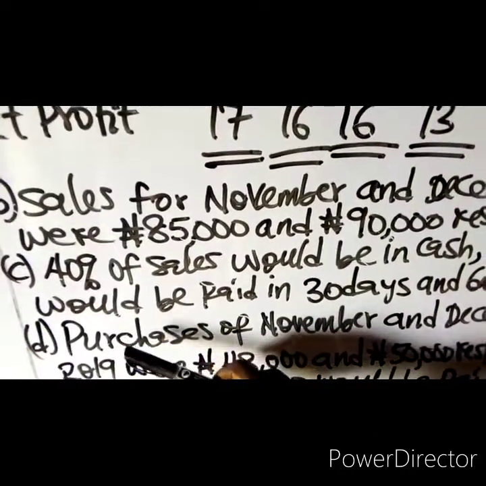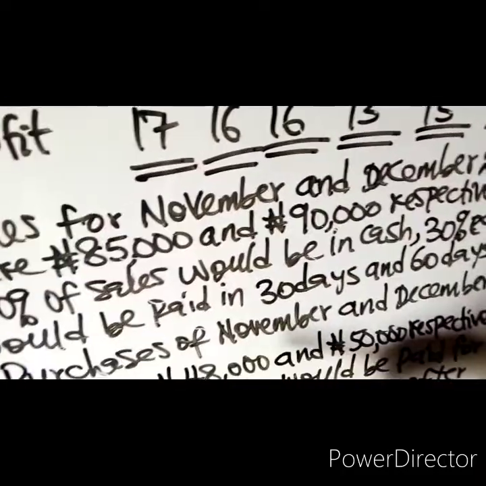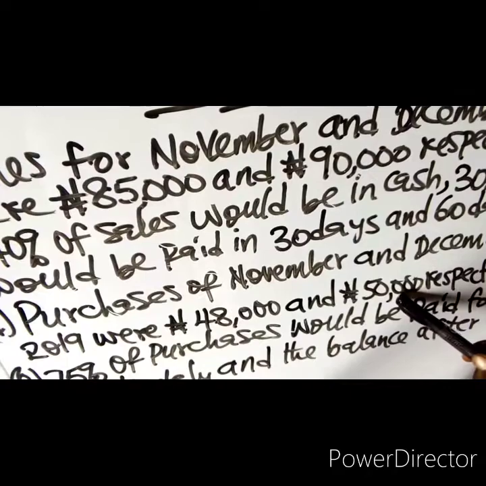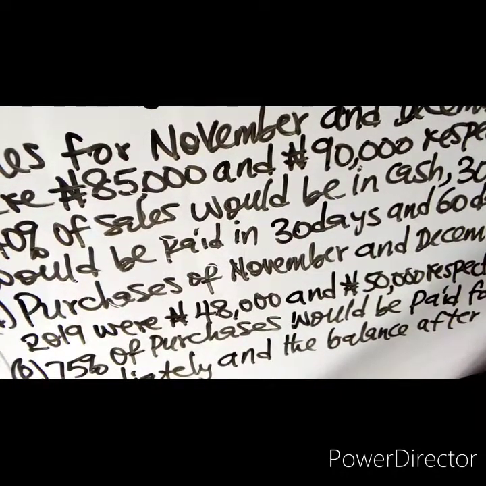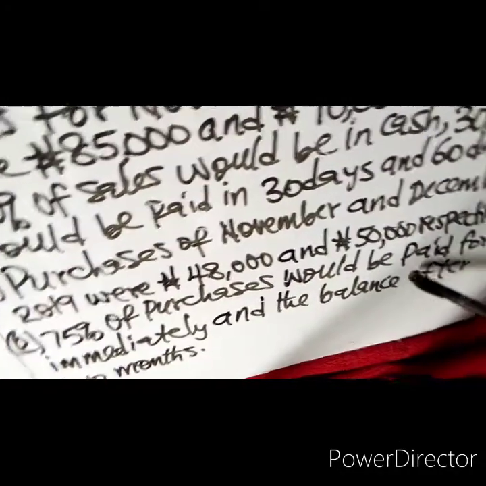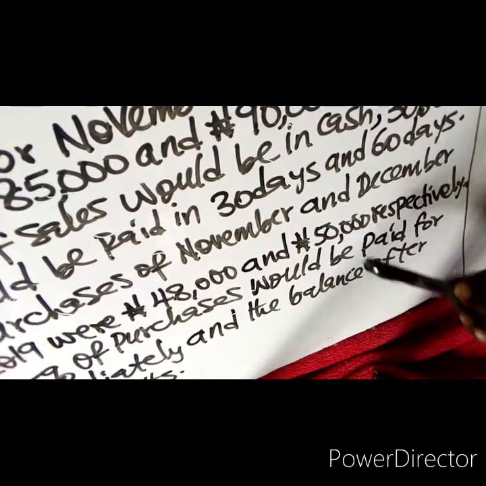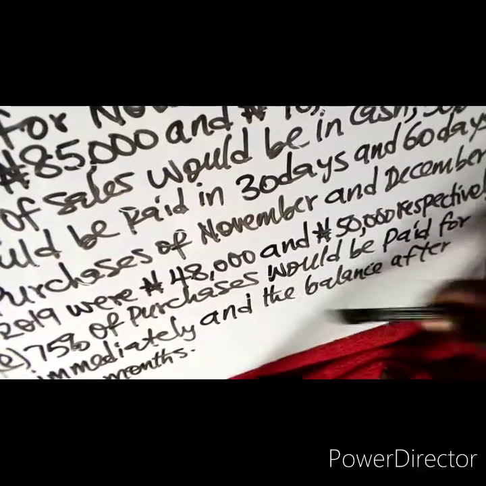D. Purchases of November and December 2019 were 48,000 and 50,000 naira respectively. E. 75% of purchases will be paid for immediately and the balance after 2 months.